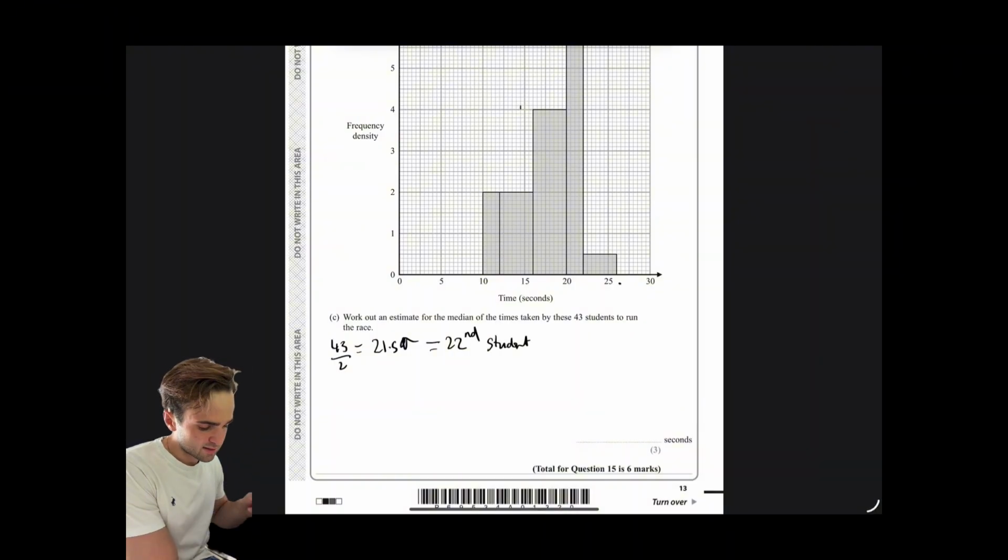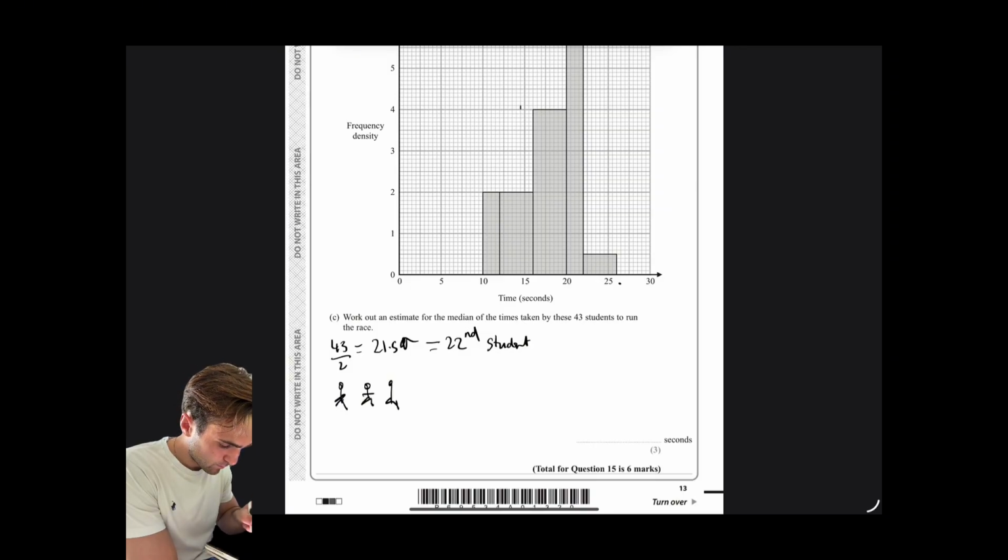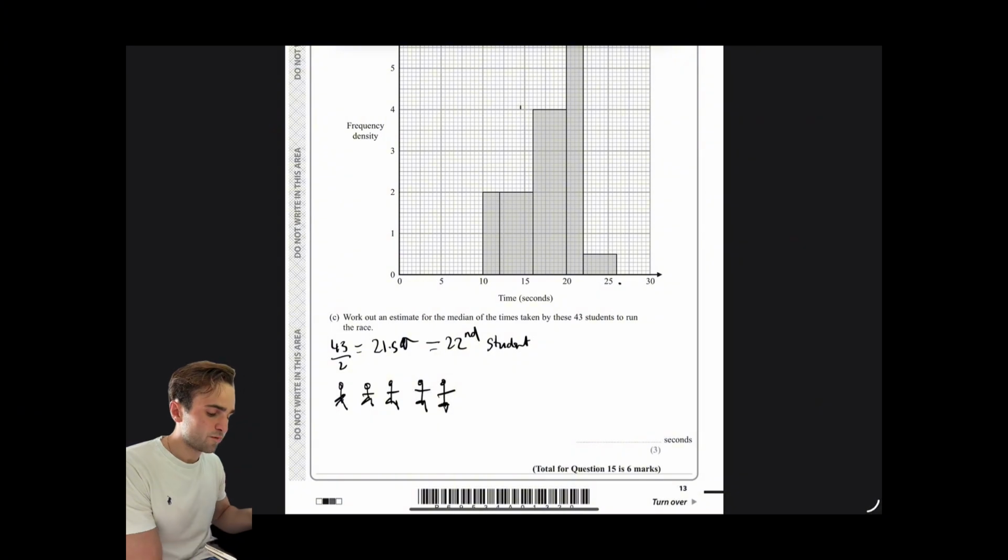And to illustrate this, if we have 5 people, we want to find the middle one. So we do 5 divided by 2, which is 2.5, somewhere here, right? So to find the middle, we want to go up, so we have even numbers on each side. So that's basically how that works. So the 22nd student.